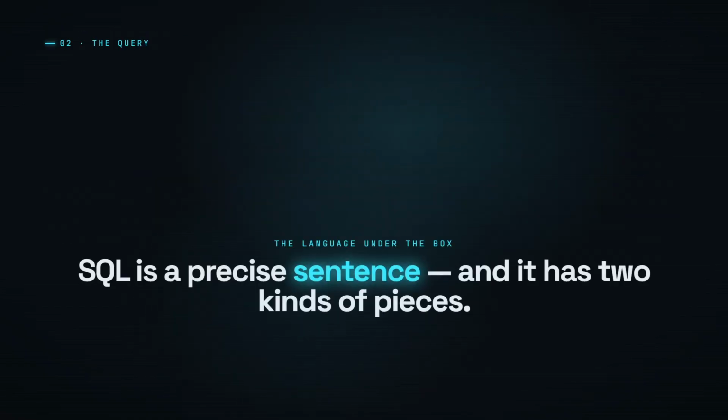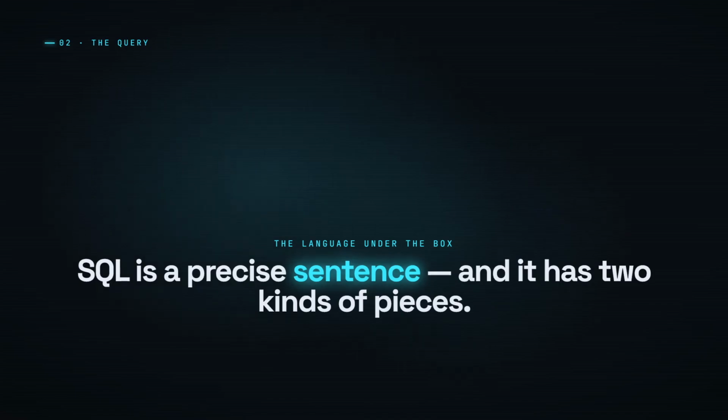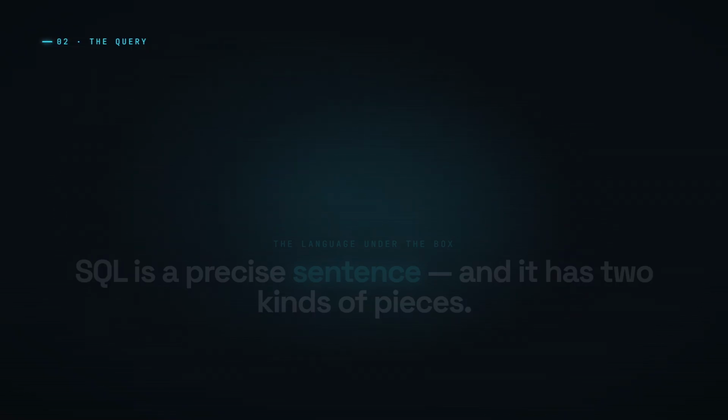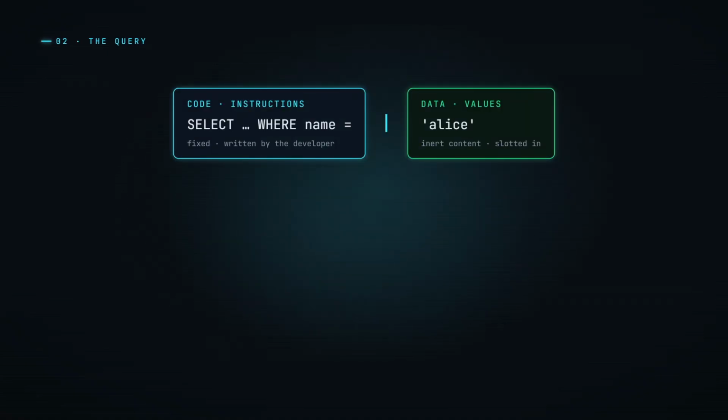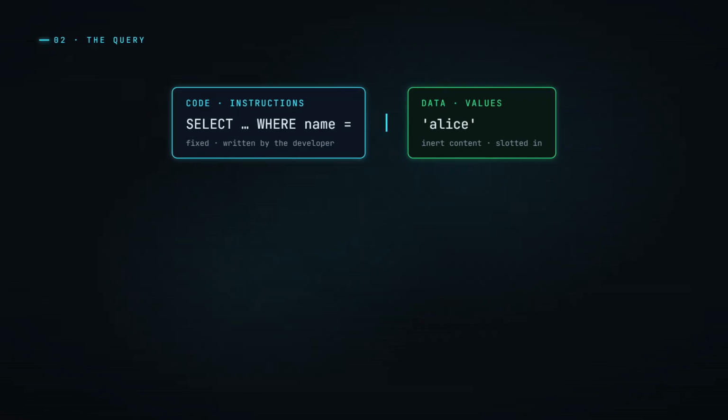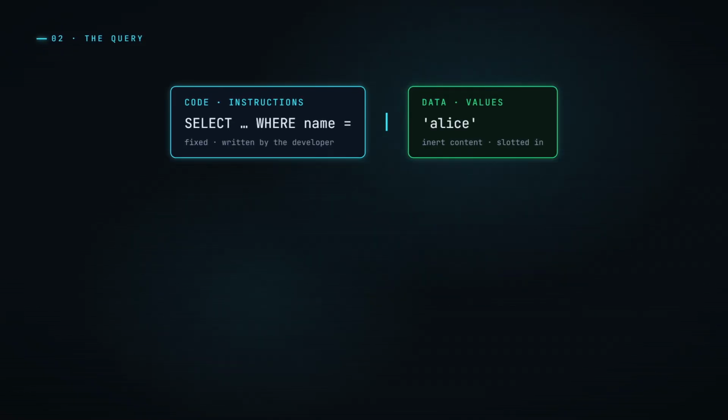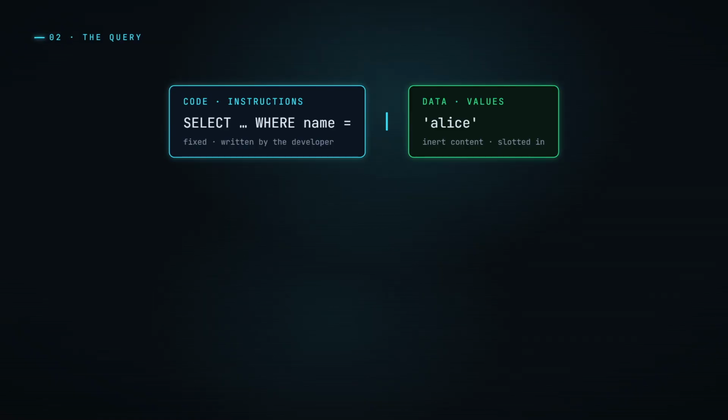Behind the login box sits a database, and the language the app uses to talk to it is SQL, the structured query language. Think of SQL as a precise sentence. The app wants to ask, find me the user whose name equals, and then your username, and whose password equals, and then your password. That sentence has two kinds of pieces inside it, and this distinction is the entire video. There are instructions, the verbs and the grammar, words like select, and from, and where, and equals, the parts that tell the database what to do. And there are values, the actual data, like the specific name and password you typed.